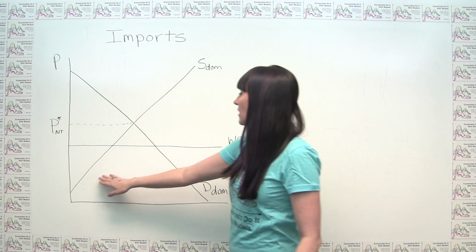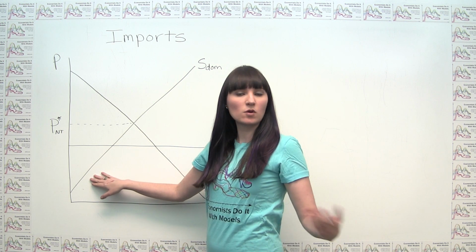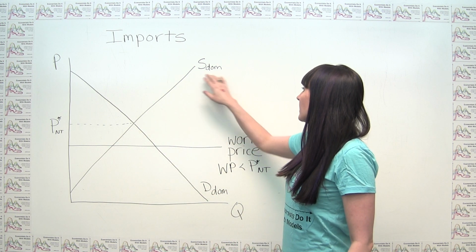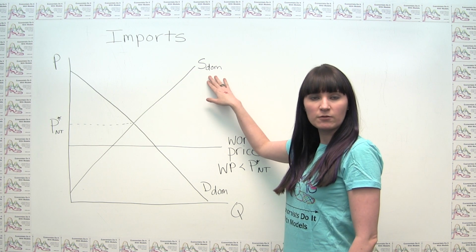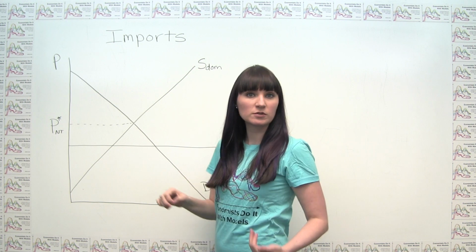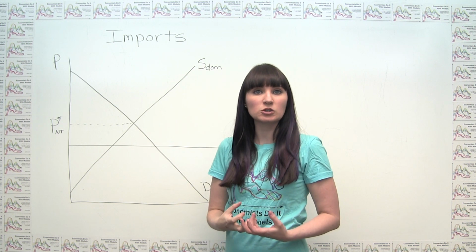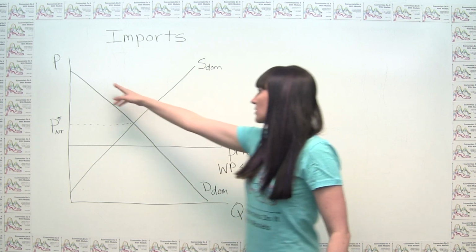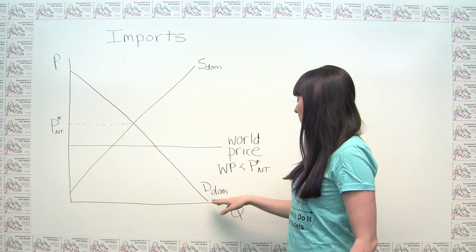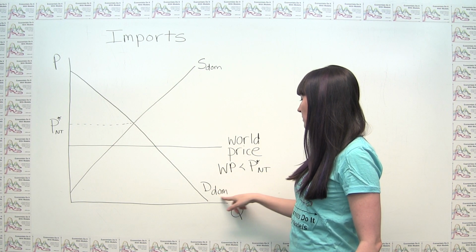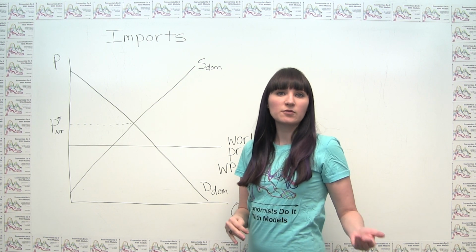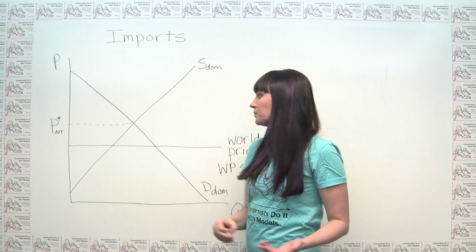You'll notice that you have a supply curve that looks like the normal supply curve that we've talked about earlier, but I've labeled that S sub DOM for domestic. So this is going to be our supply from domestic producers, or producers in the home country. Similarly, we have a demand curve that looks like our normal demand curve that I've labeled D sub DOM for domestic demand. And that's just the demand from consumers in the home country.